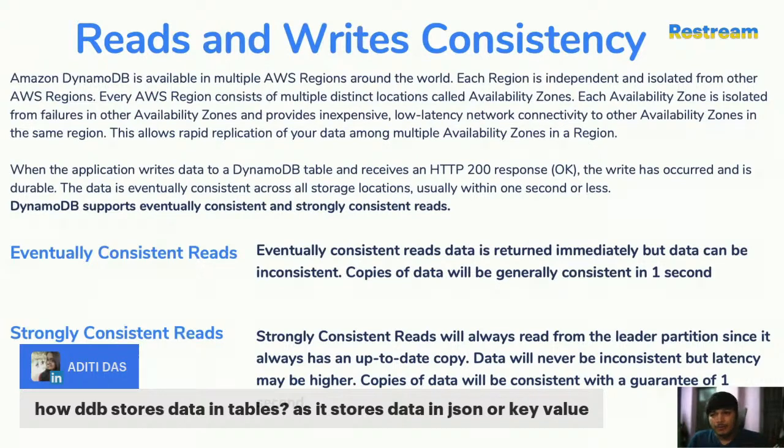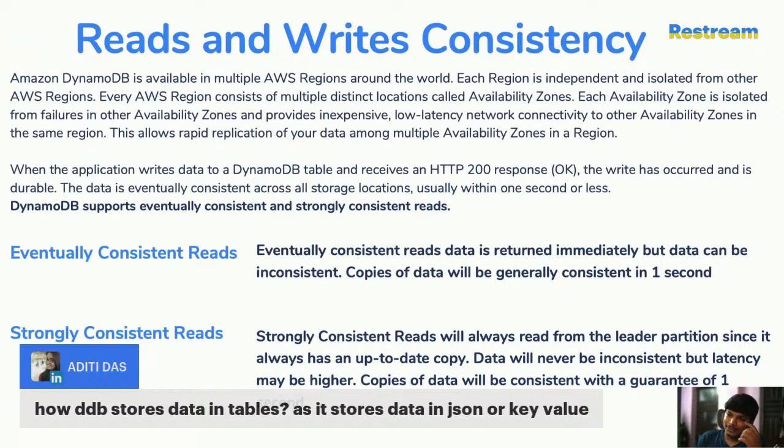Amazon DynamoDB is available in multiple AWS regions. Understand that very carefully. AWS has the Dynamo service in, say, the US, the Indian region, the Canadian region, the UK region, all over the world. Now, each region is independent and isolated from the other AWS regions. And every AWS region consists of multiple distinct locations called availability zones.